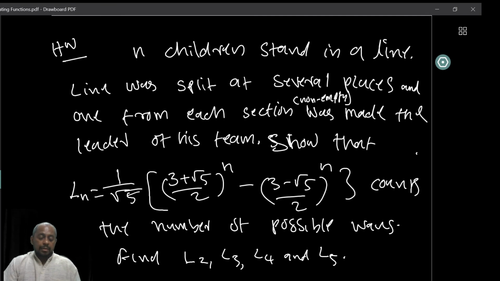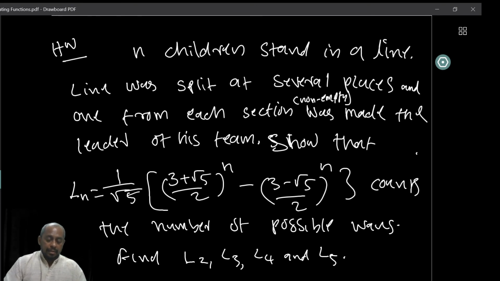So I have one more question. n children are standing in a line. The line was again split at several places, and from each section, only non-empty sections being there, one person was made the leader. So in each of the sections, you select one person as the leader of his team. This is for some game maybe.